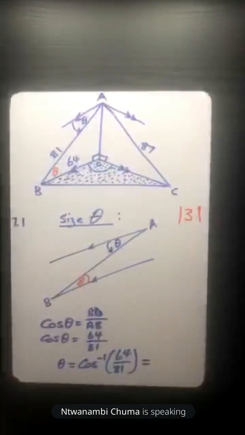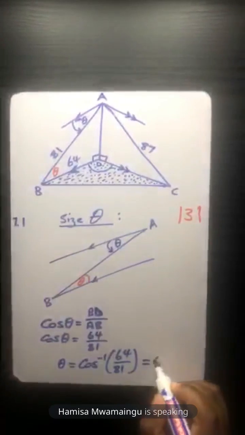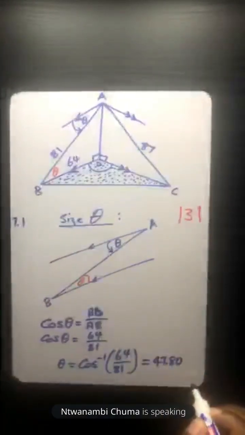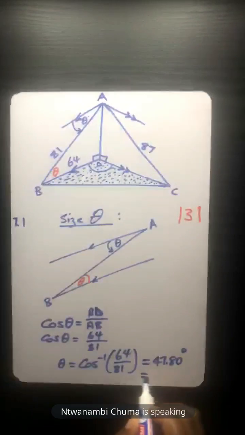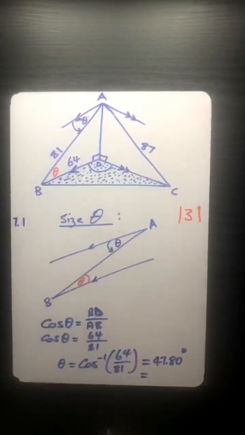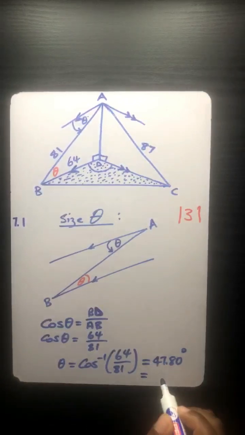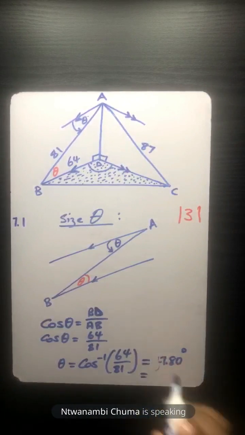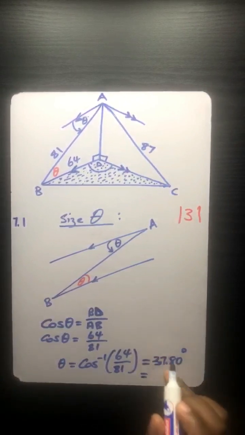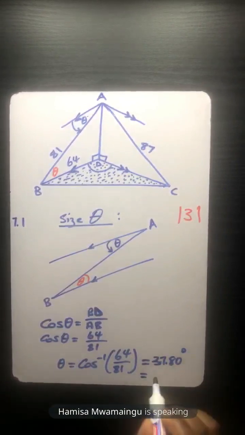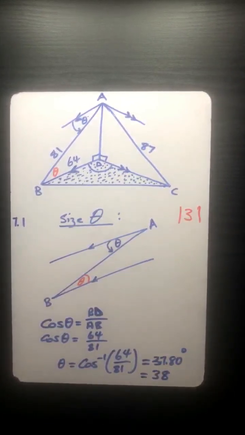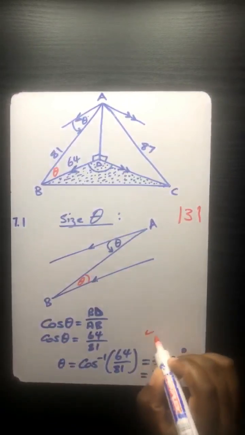37.803. So 37.80 degrees. But remember, they said to the nearest degree. What will it be in that case? Did you say 47 or 37? 37, yes. So what will the answer be to the nearest degree? 38. 100%, 38. With you doing that, that's how you score yourself 3 marks for that question.